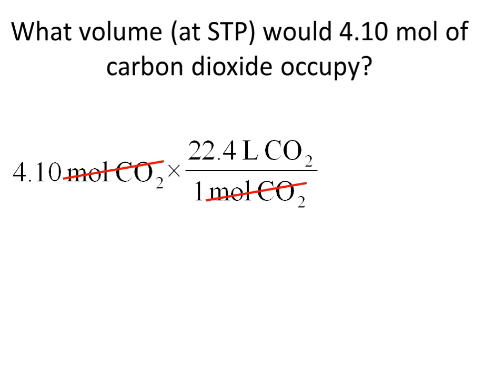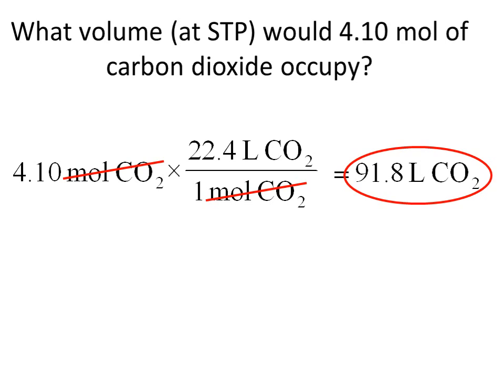And now that we're in the units that we want, we need to carry out the operation, which here is multiplication. 3 sig figs based on our original amount of carbon dioxide. The 22.4 liters per mole is a defined value, so we ignore it for sig fig purposes. And our answer should come out to 91.8 liters of carbon dioxide.